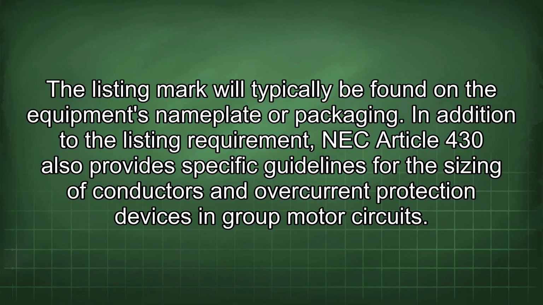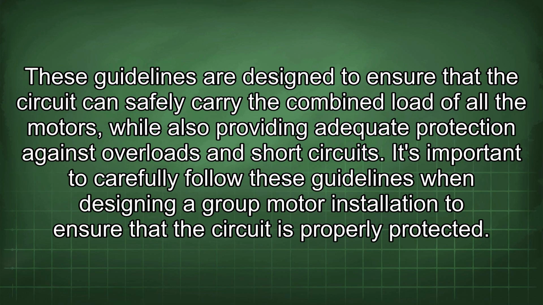The listing mark will typically be found on the equipment's nameplate or packaging. In addition to the listing requirement, NEC Article 430 also provides specific guidelines for the sizing of conductors and overcurrent protection devices in group motor circuits. These guidelines are designed to ensure that the circuit can safely carry the combined load of all the motors, while also providing adequate protection against overloads and short circuits.